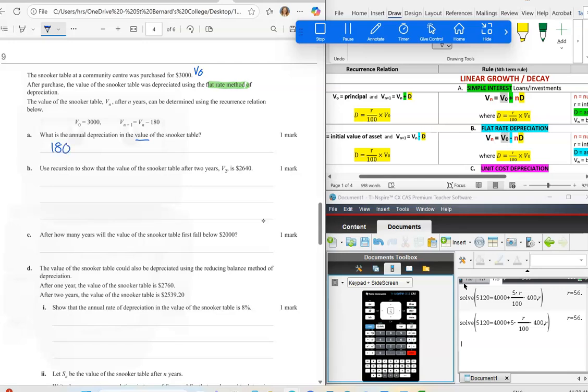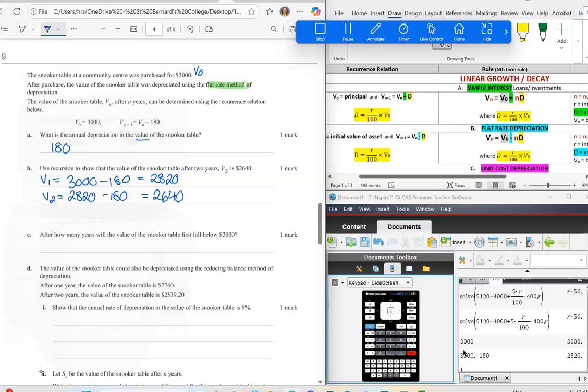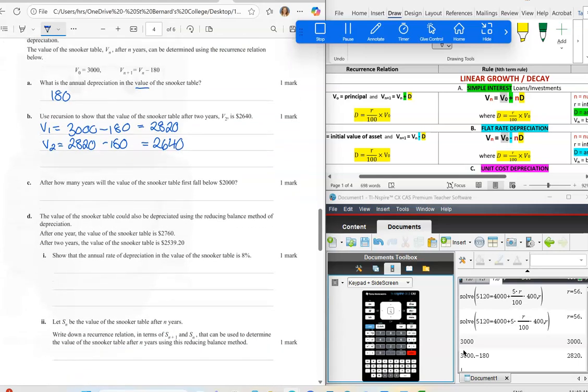Use recursion to show that it's V2. Unless you did it like this, you would not have got it. All right, so you start with your 3,000. Do it on your calculator if you like. We want it minus 180. We get 2820. Then you go 2820 minus 180, and you get 2640. So unless you had that all written out, you won't get the mark.